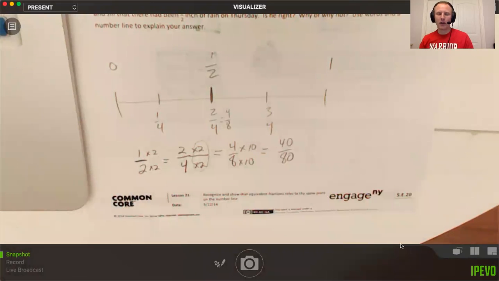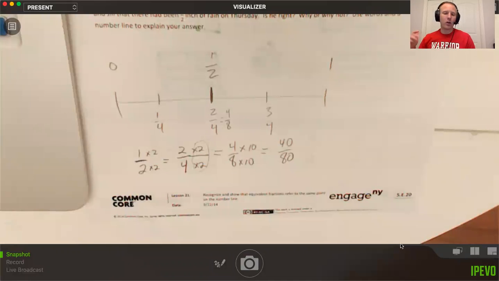We'll talk a little bit more about that in class, but that's how you can always double check too. If you do in fact have 2 equivalent fractions, especially in this case, like we're working with halves, fourths, and eighths, multiply the numerator and denominator by the same thing and see what it comes out to.